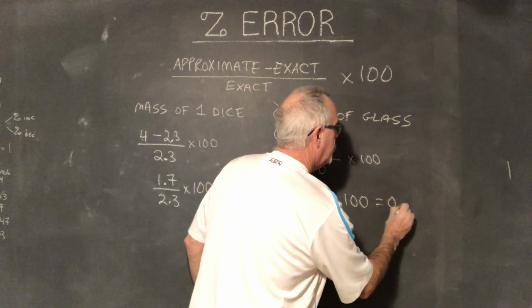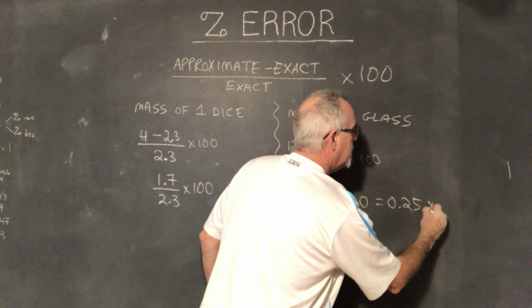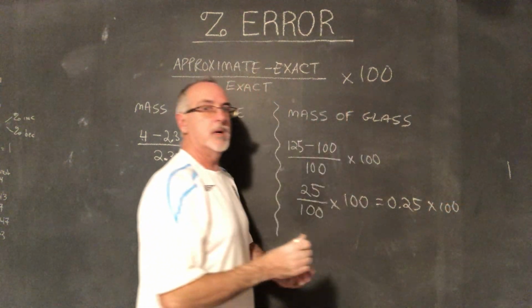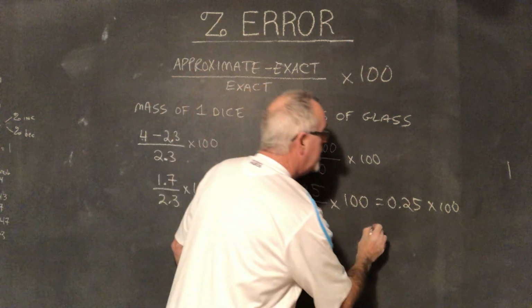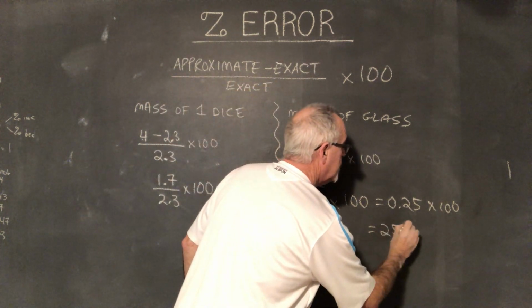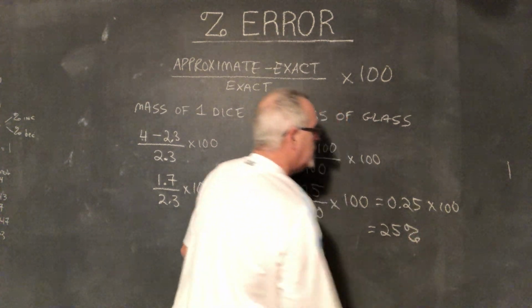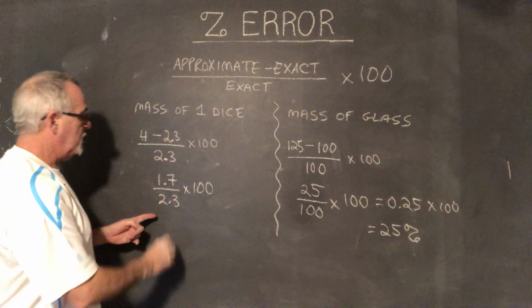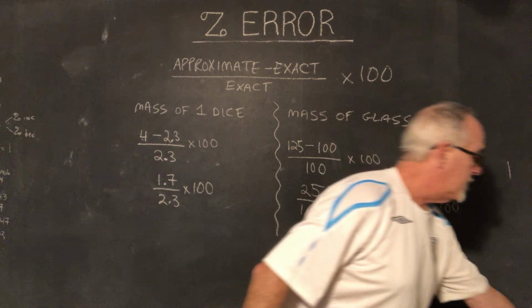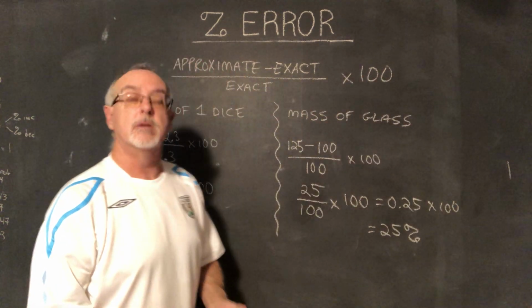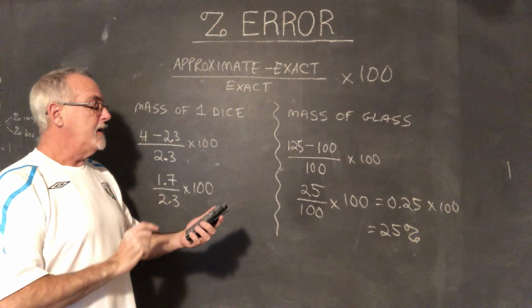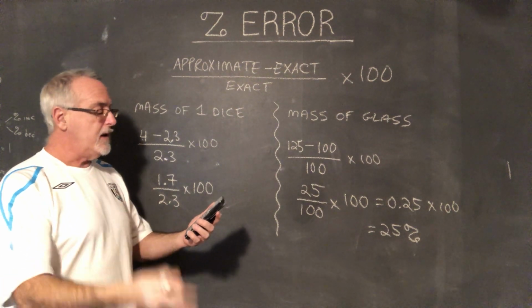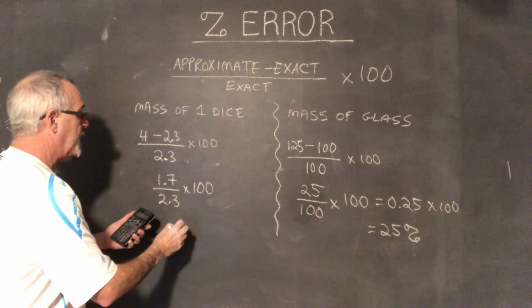So 0.25 times 100. Need more chalk. Well, that piece of chalk is nearly at its end. That is a 25% error, which is not too bad. And then 1.7 over 2.3, I think I'm going to use the calculator for this one, and I'm watching the time as well. 1.7 divided by 2.3 is 0.7391, so I'm putting 0.739.